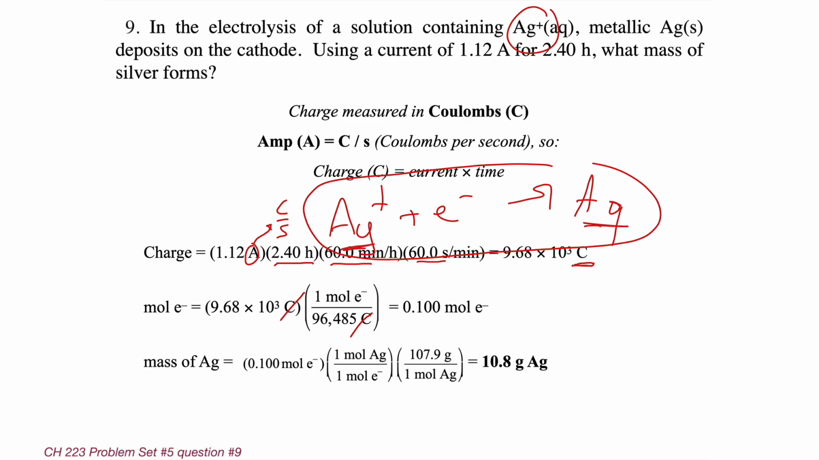Oh, that looks like a Y. It feels weird to write on these things. Sorry. Anyway, so 1 mole of electrons is going to convert 1 mole of silver. That's what it comes down to.